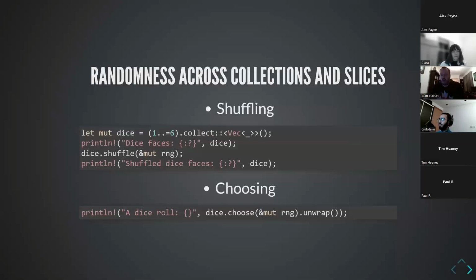But you can also decide to choose from a collection. So given the dice, if I want to roll a dice, for example, I want to choose a number from one of the 6 I've got in my vector, I can use the choose method and again pass that RNG number, unwrap it because it will return an option, because if you have an empty collection, then it will return none because you can't choose anything from an empty collection.